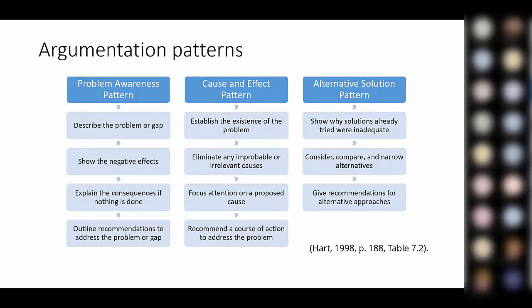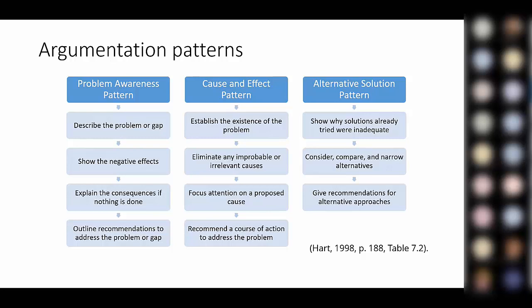The next is the cause and effect pattern. This pattern aims to solve the problem by zeroing in on the cause you have identified and eliminating unlikely causes. Start by establishing the existence of the problem. Then eliminate any improbable or irrelevant causes. This may mean refuting causes that others have put forward or commonly believe. Next, focus attention on your proposed cause, and then recommend a course of action to address the problem.